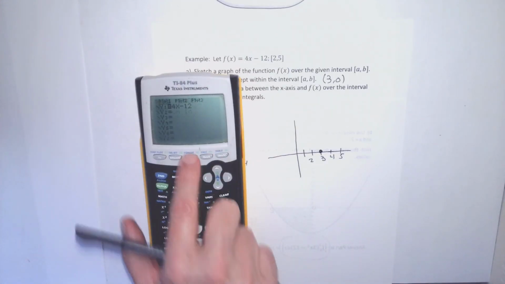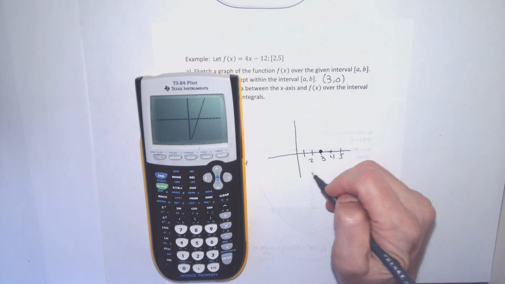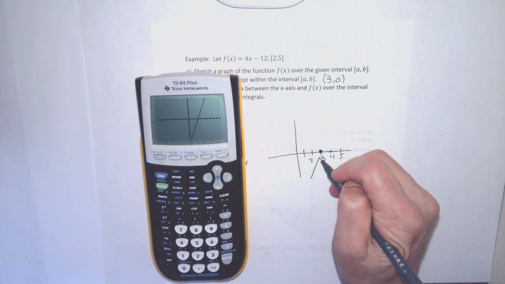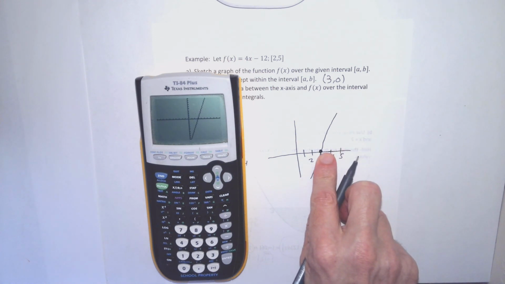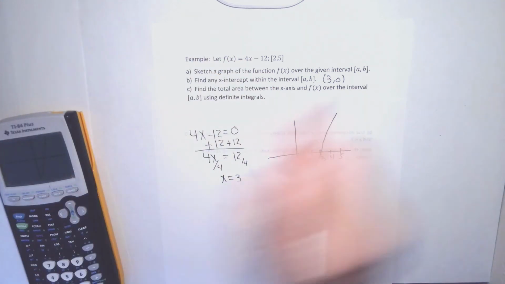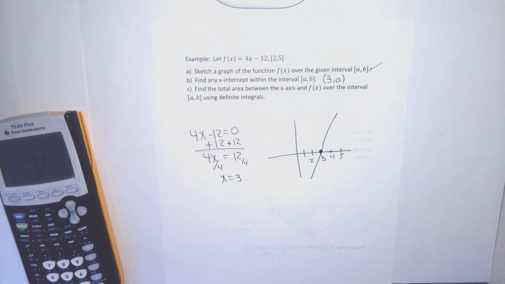I'm going to go back to a zoom standard window. I don't remember exactly what I tweaked my window to, but this is fine. So this looks like this. I don't need any more accuracy than that. I just need to have the correct x-intercept. So I sketched a graph with the aid of my calculator, and I made sure that it went through the right x-intercept.